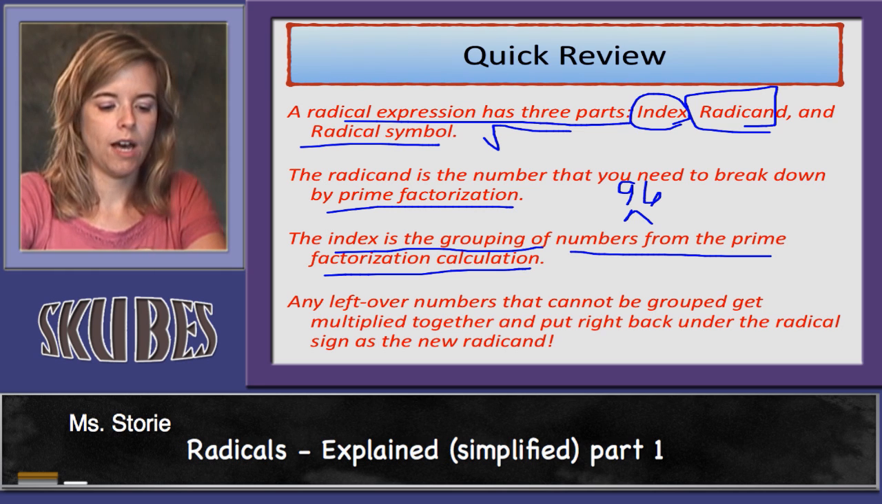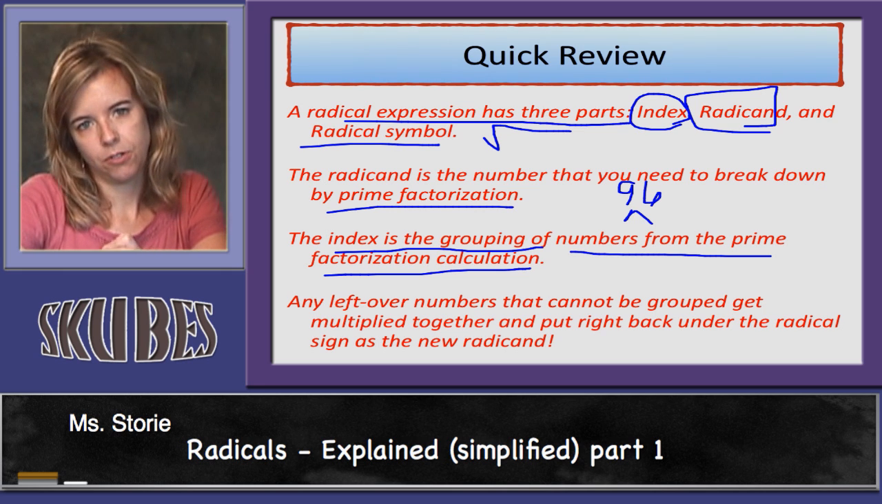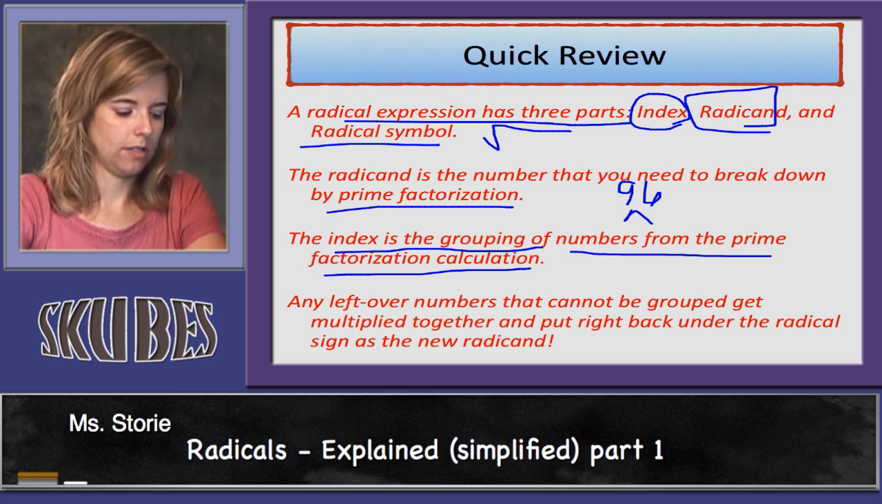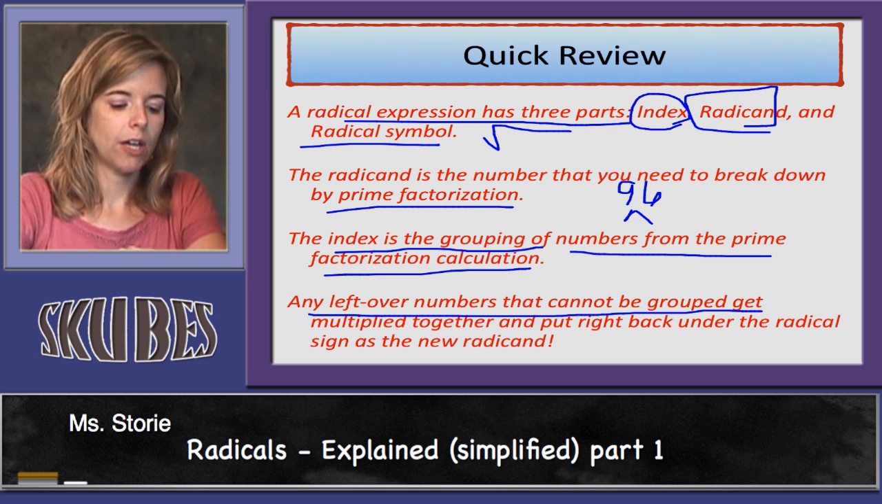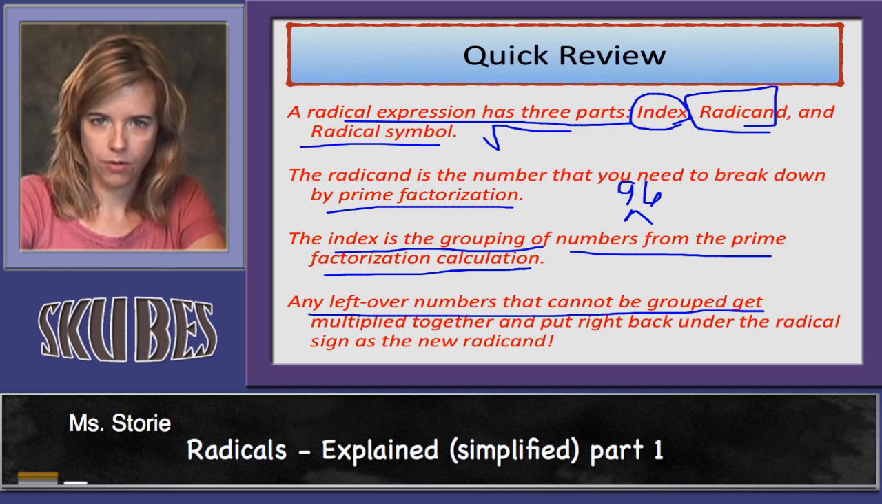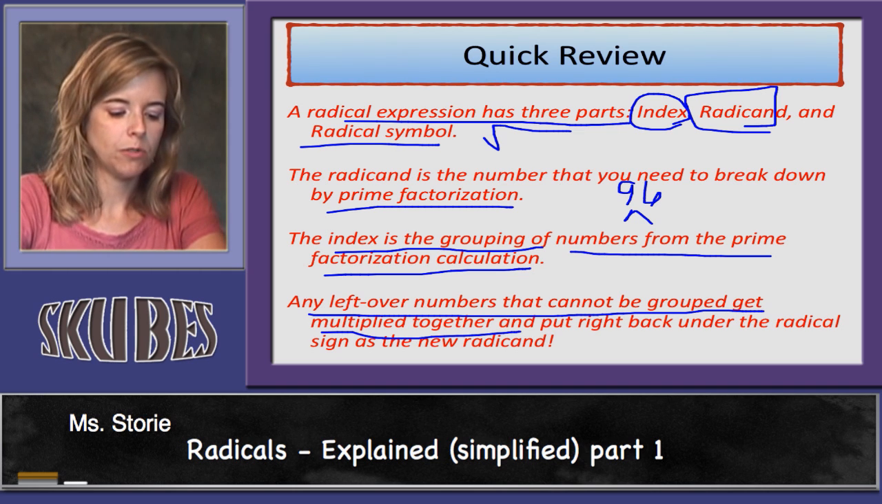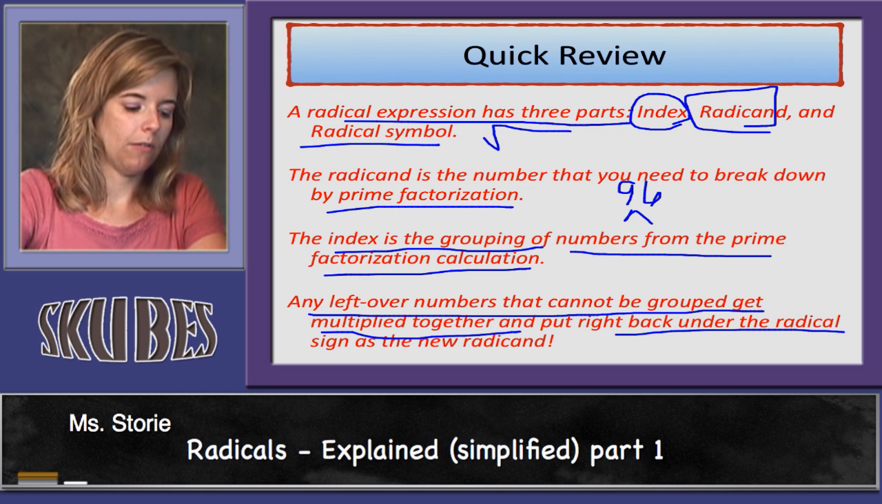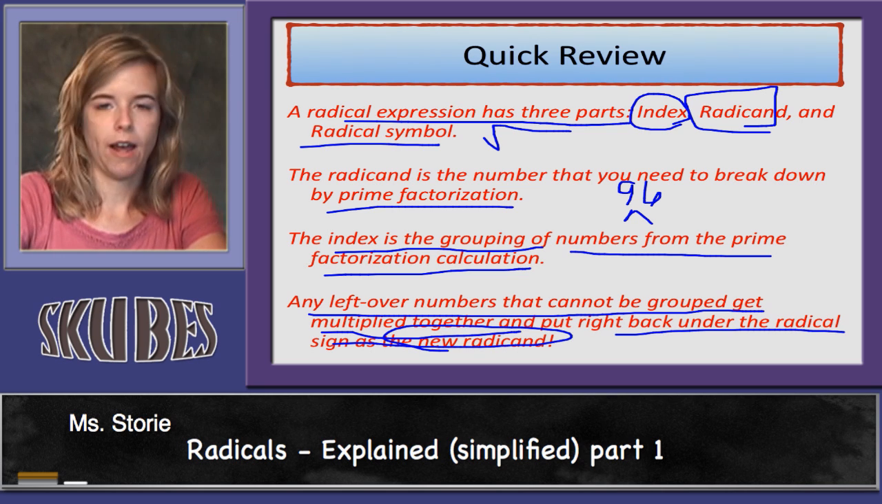In other words, once we got all our prime numbers, the 2 times 2 times 2 times, and it kept going, we had to group them in groups of 4, because that's what our index told us to do. Any leftover numbers that couldn't be grouped into groups of 4, according to our index, that 2 and that 3, they got multiplied together. They created 6. And then we put them right back under the radical sign, and they became our new radicand.